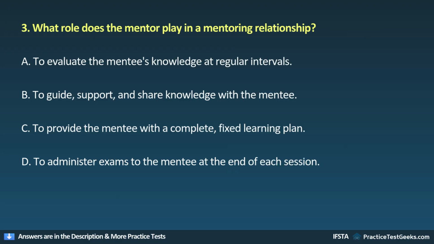3. What role does the mentor play in a mentoring relationship? A. To evaluate the mentee's knowledge at regular intervals. B. To guide, support, and share knowledge with the mentee. C. To provide the mentee with a complete fixed learning plan. D. To administer exams to the mentee at the end of each session.